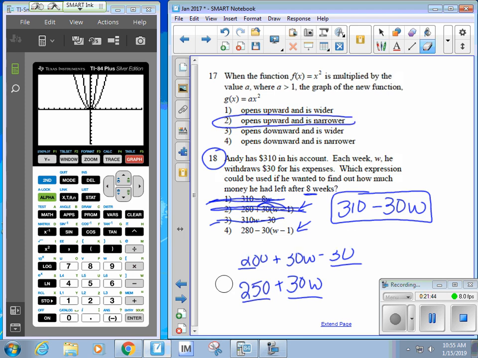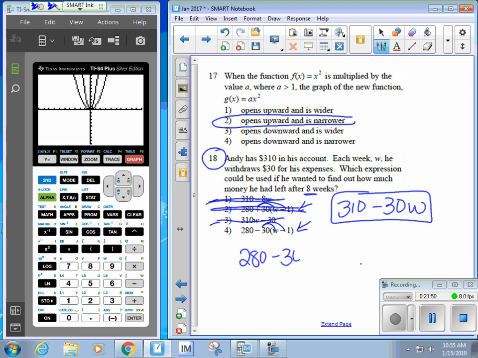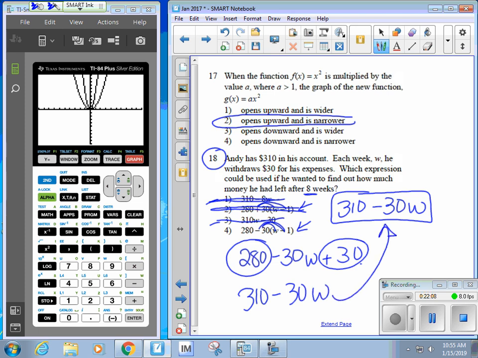So if I go ahead and say 280 and distribute the negative 30, take away $30 every week, and then plus 30 because we had to distribute the negative 30 to the negative 1. That makes a positive 30 because negative times a negative makes a positive. Now if I combine like terms, I've got 310 minus 30W, and it's exactly what we said to begin with. So choice 4 is the right answer. It just didn't look like ours, but it was equal to ours.